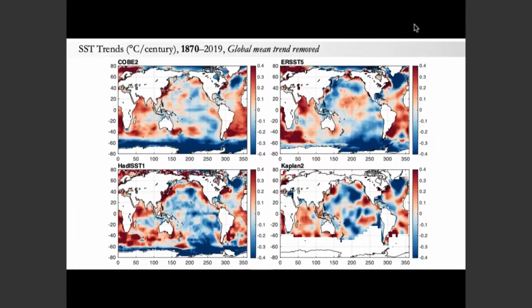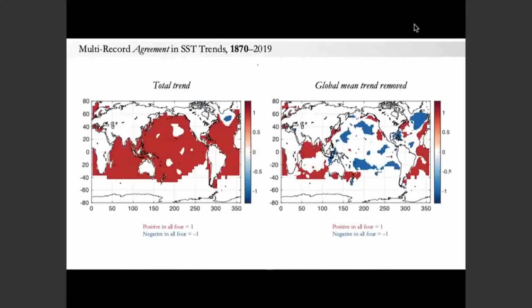So what I've done here is just taken those 4 trends and removed the global mean, to try to expose the pattern relative to the global mean of the trend. And it's obviously challenging. So to show you where they agree and where they don't agree, I'm just going to say, okay, any grid point where all 4 agree on the sign of change, we'll color it. And if they don't all agree on the sign, we're not going to give it a color. So that's what we have here.